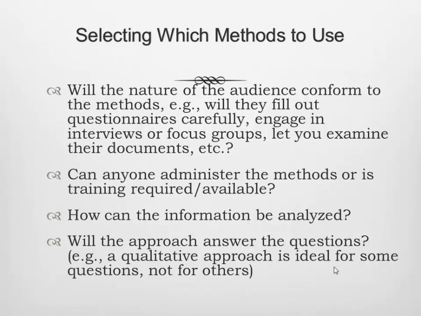How can the information be analyzed, and what form of information is going to be most appropriate for the sorts of analysis that you want to do? And then, will the approach answer the questions that you're asking? So for example, a qualitative approach is ideal for some questions, but doesn't provide you the sort of numeric data that you may need. So is the approach that you take going to get your questions answered?